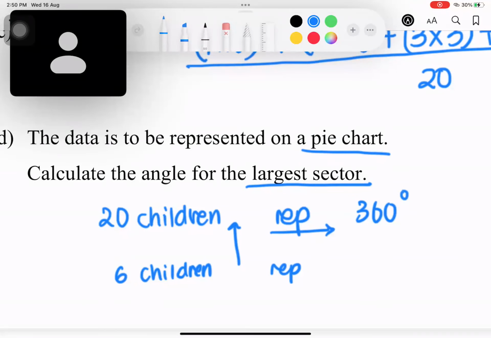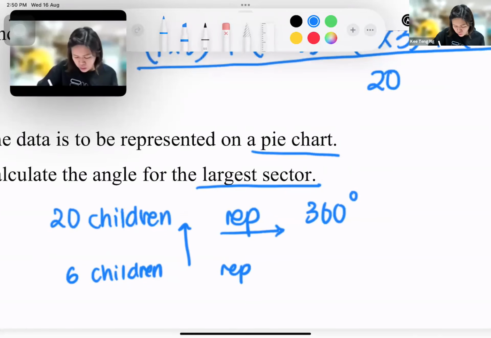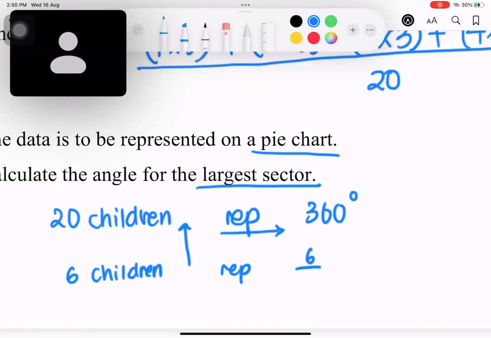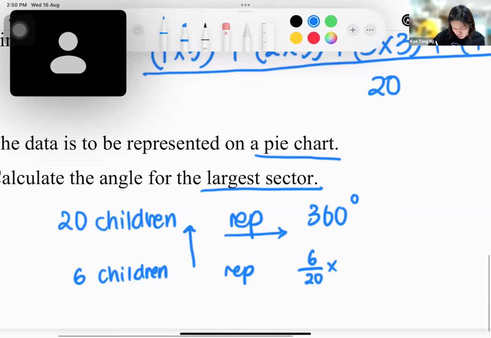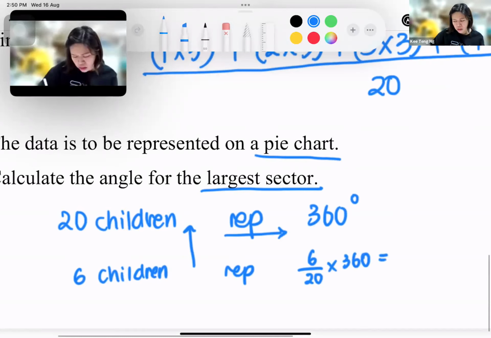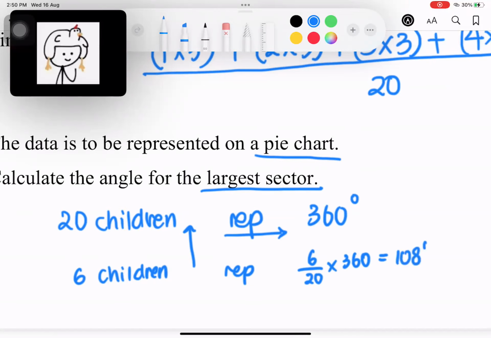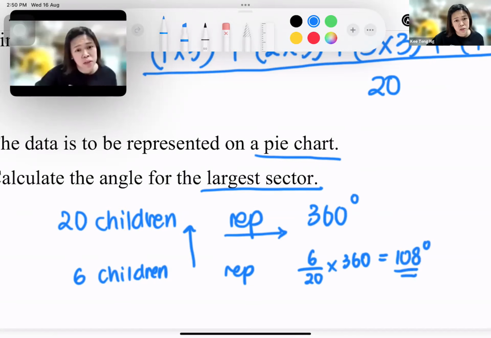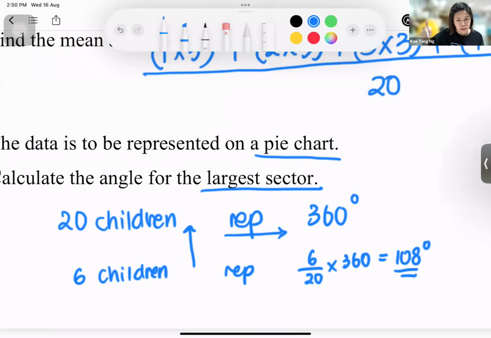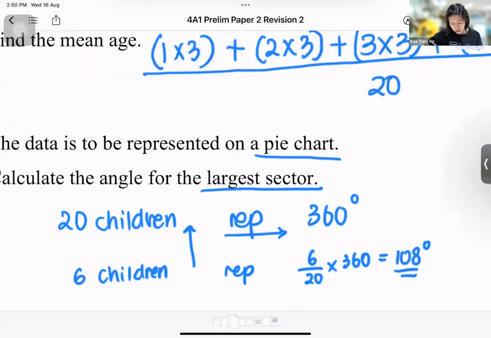How to find this one? 6 over 20 times 360. Okay, so count the answer. And we get the number 108 degrees. So this one is actually a trick question, not the largest sector, not the largest age. Okay, we have done. Then go on to the next question.